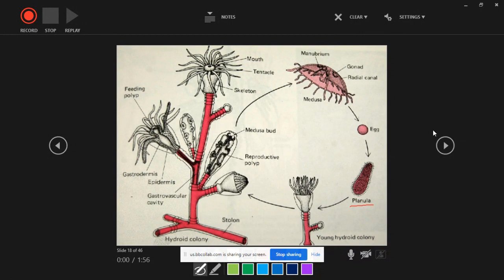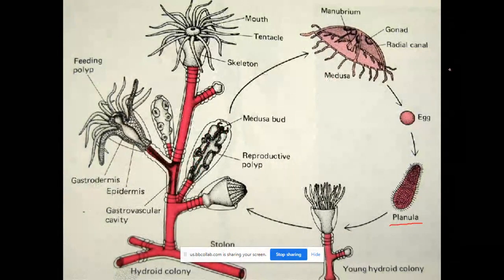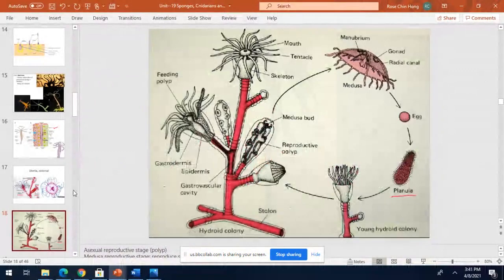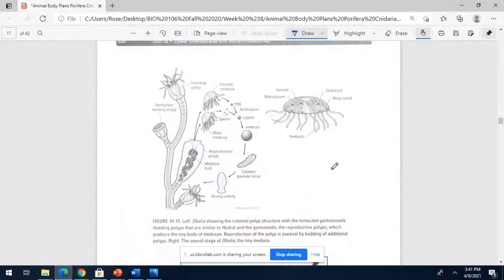So let us come back here into our, if I was in class, into our slides. So this is more detail in addition to what I just showed you in the other PowerPoint. So I say reproduction of the polyp is asexual by budding. So you have to know that. And of course, the sexual one here, gonozoid, that's a sexual reproductive polyp, right? You have to know that.